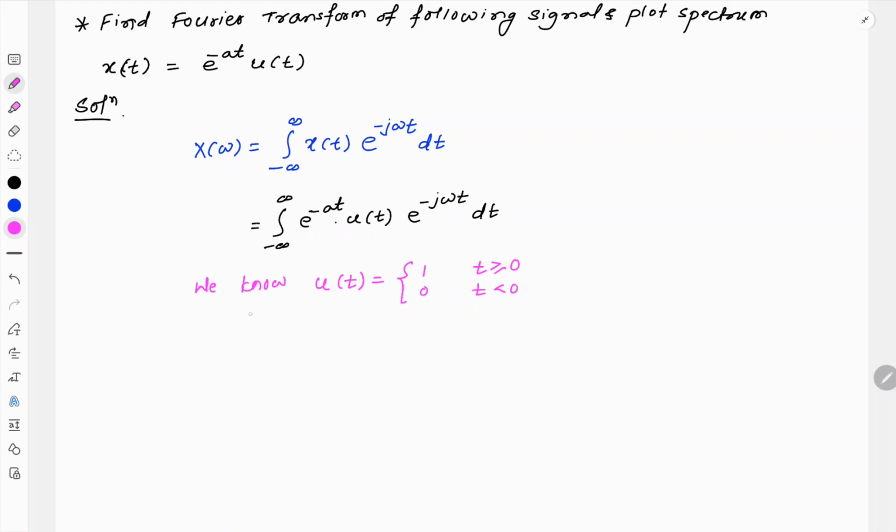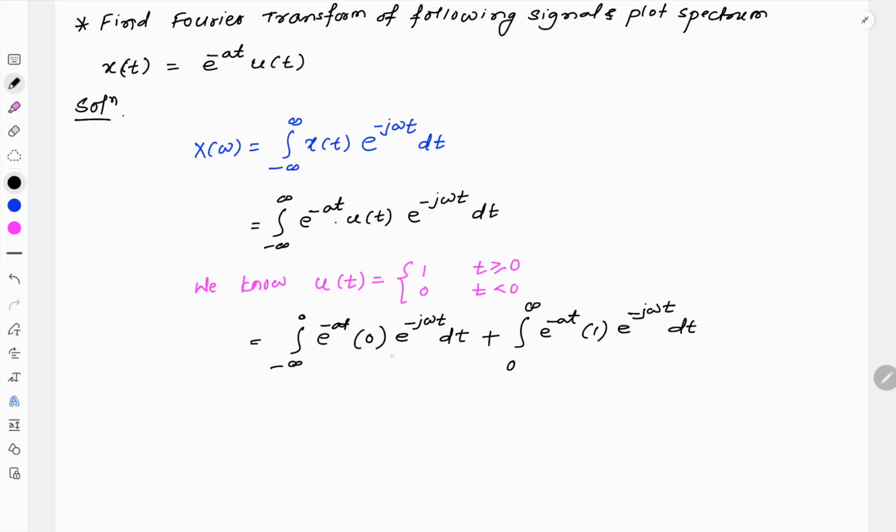So if we split up the above integration from minus infinity to 0, here it is e raised to minus at, the amplitude of u of t is 0 and the basis function e raised to minus j omega t dt, plus integration from 0 to infinity e raised to minus at, u of t is 1 for the positive values of time and the basis function e raised to minus j omega t dt.